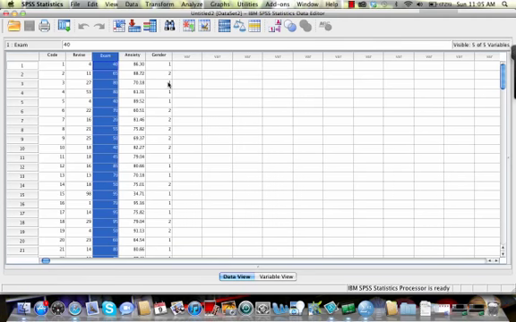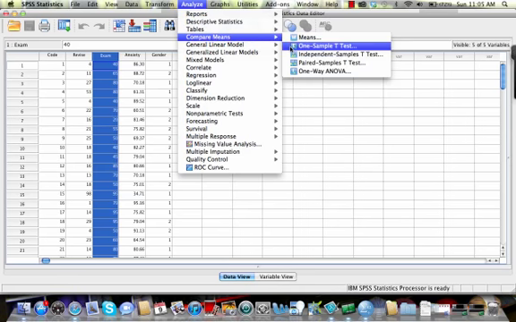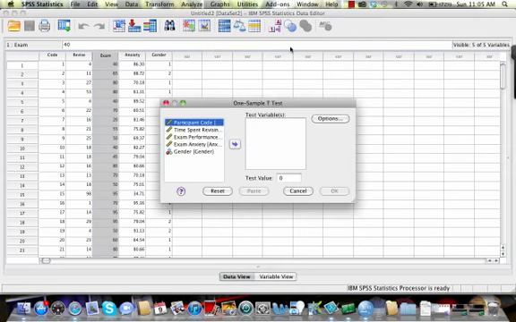Don't worry about them. First thing we want to do is go to Analyze, Compare Means, and we are doing a one-sample t-test. The first test we want to know is, are these students more anxious than the population mean, or sigma, of 45? So we're going to be using exam anxiety.